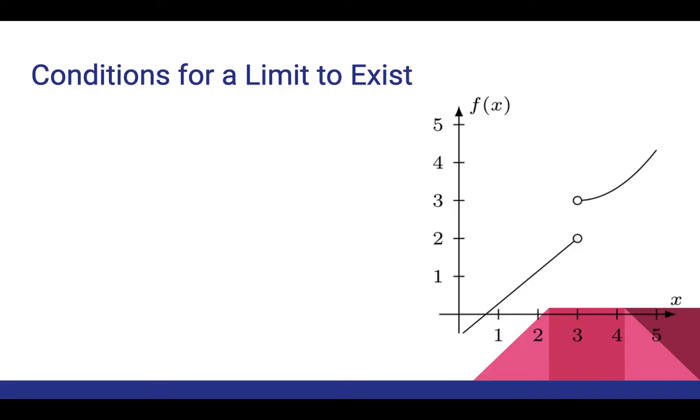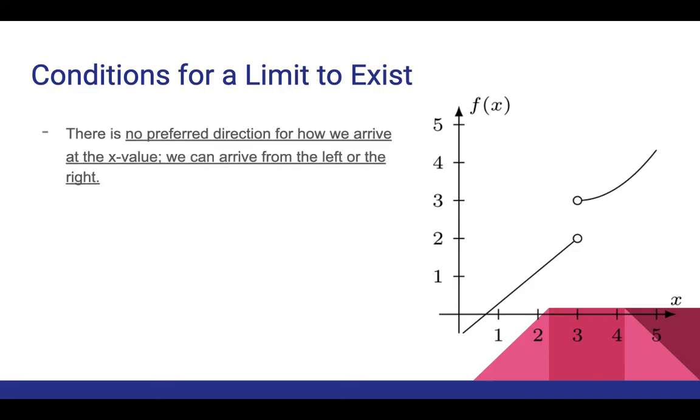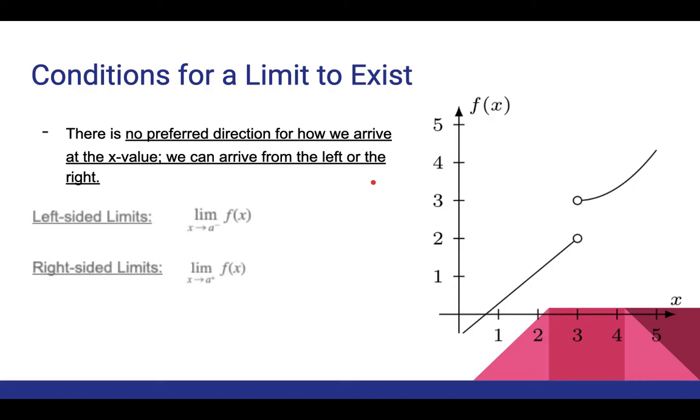So now we move to some conditions for a limit to exist. If we pay attention to the last two slides, we notice that there are arrows approaching from the left and arrows approaching from the right at a specific x value. That is because there's no preferred direction for how we arrive at the x value. We can arrive from the left or from the right. This forms the basis for what we call left-sided limits and right-sided limits.